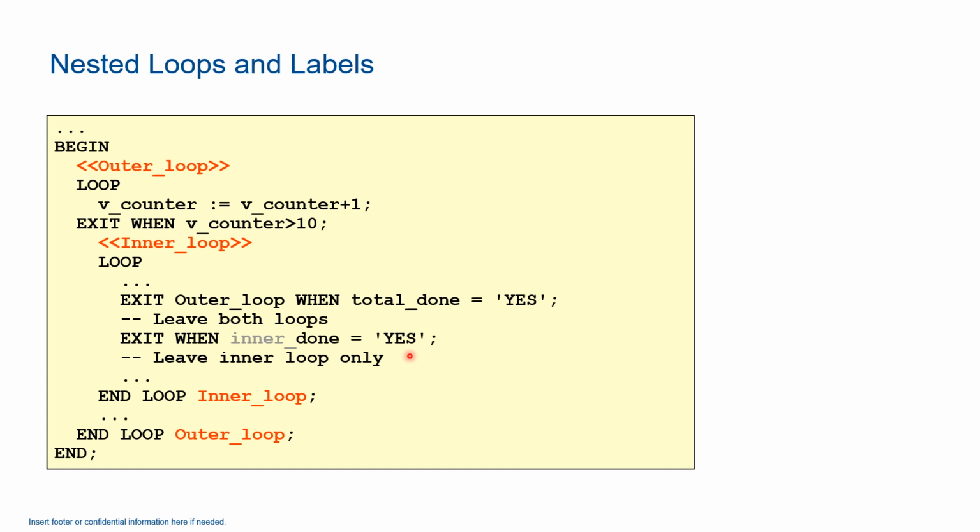Exit when inner done is yes. Leave the inner loop only. So there are conditions like if total done is equal to yes, then exit leaves the outer loop, and when inner done is yes, then leave the inner loop. It will run 10 times because we have written exit when v_counter. It will check. Its main purpose is that the inner loop will exit first, then it will go back to the outer loop, then the outer loop will exit and it will return. Okay, so these are the nested loops.